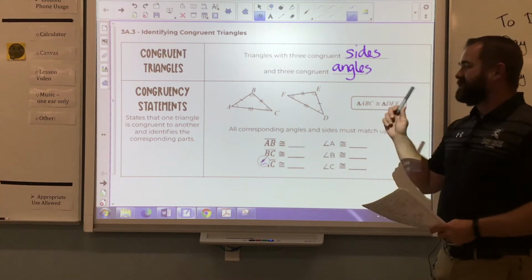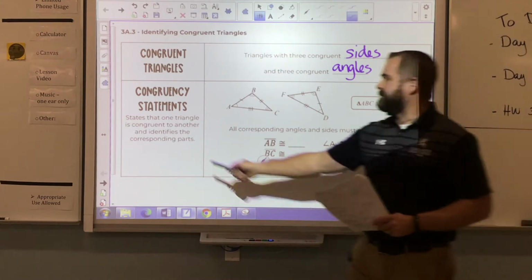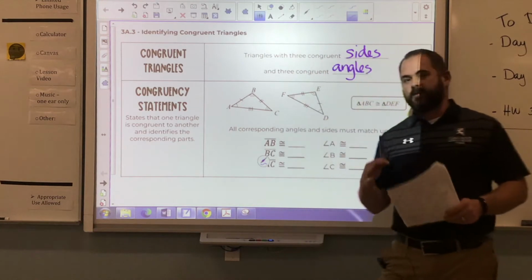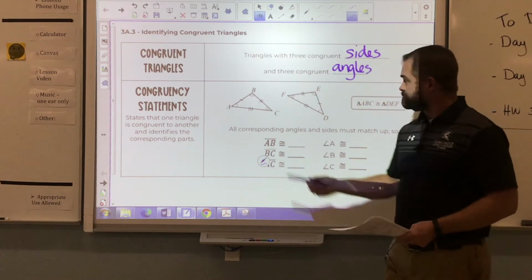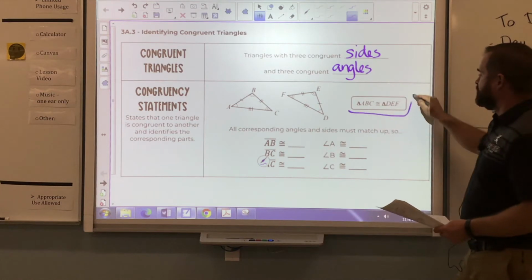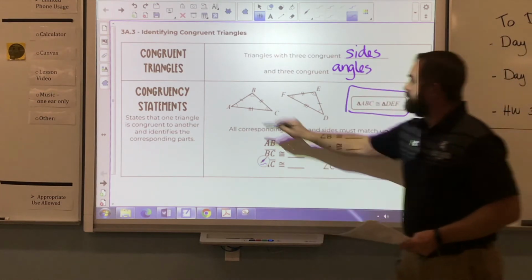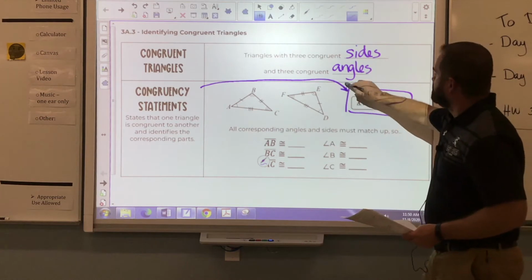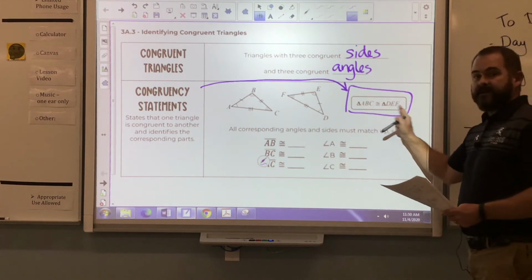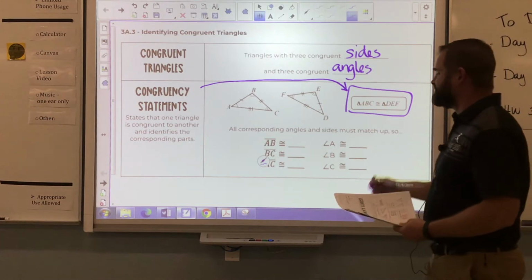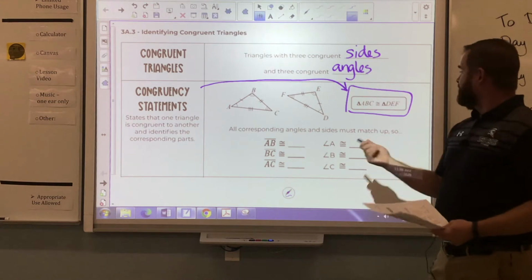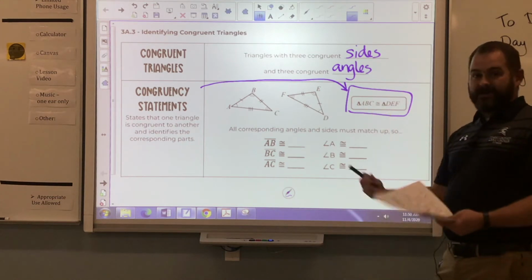Congruency statements state that one triangle is congruent to another, and they identify the congruent corresponding parts in doing so. If I've got these two triangles, this is my congruency statement: triangle ABC is congruent to triangle DEF. But in saying that, what we mean is that certain parts match up as congruent also.